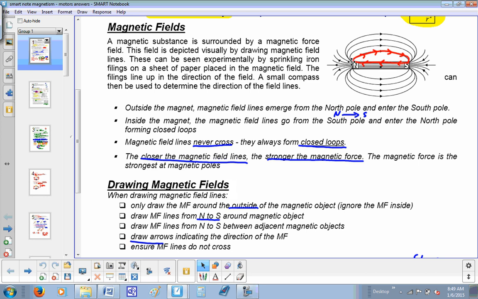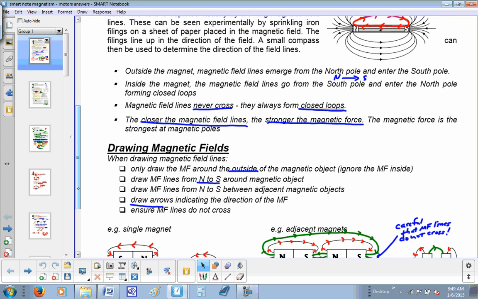Usually we just draw the outside magnetic field, and the magnetic field is actually 3D, remember. The other things to remember: when the magnetic field lines are close together, for example at the poles, that's where the magnet is the strongest, and the magnetic field lines never cross. When you're drawing the magnetic field lines, make sure you only draw the outside ones, draw them north to south, draw arrows indicating the direction of the magnetic field, and make sure they do not cross.